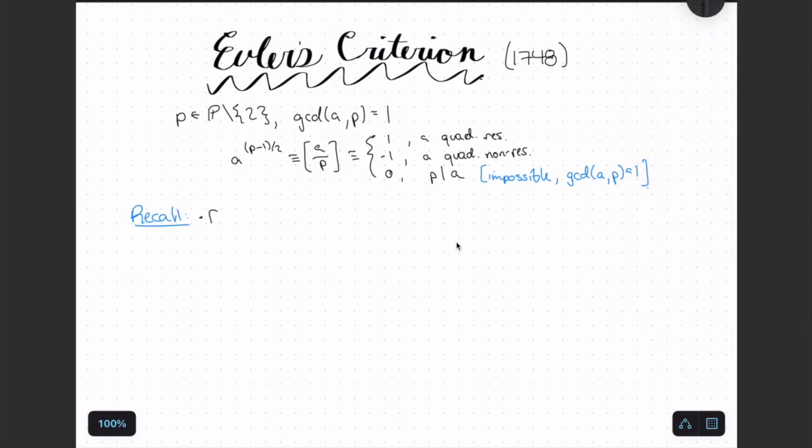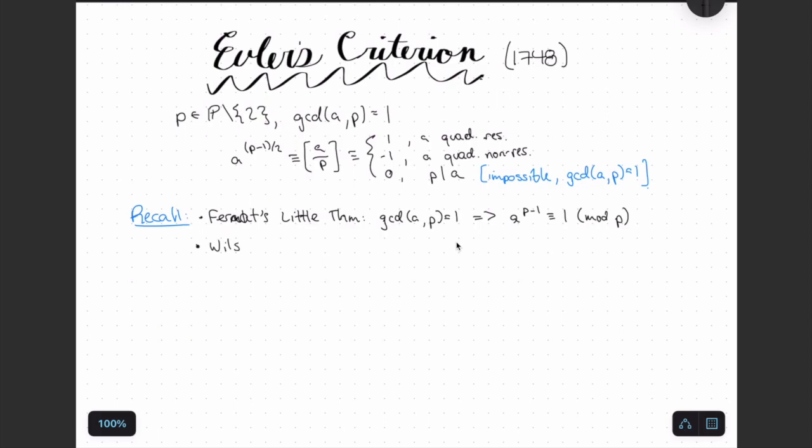Firstly, Fermat's little theorem, which states that for GCD of a and p equal to 1, this implies that a raised to the p minus 1 is equivalent to 1 mod p. It's truly a super useful result, and it will prove useful for us once more today.